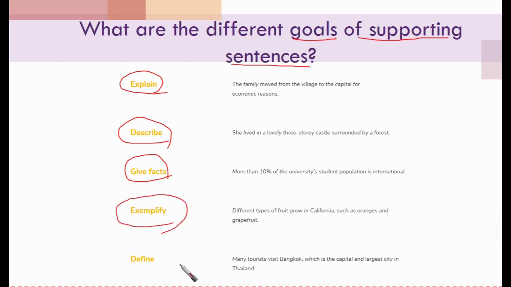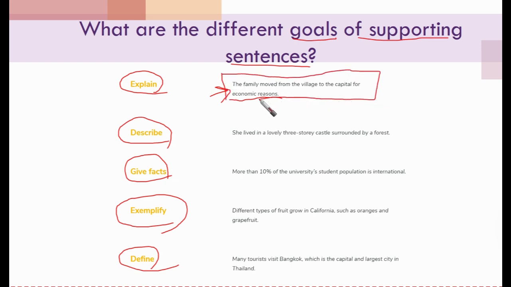Supporting sentences define. Okay, now let's look into more details. Let's look at the example. The family moved from the village to the capital for economic reasons. So what's the reason that the family moved from the village to the capital? It's because of the economic reasons. So in this supporting sentence, they explain the reasons, right?